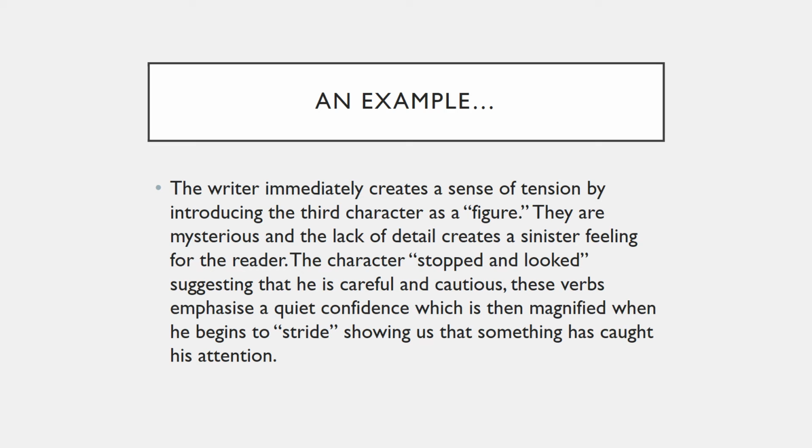The character stopped and looked, suggesting that he is careful and cautious. These verbs emphasize a quiet confidence, which is then magnified when he begins to stride, showing us that something has caught his attention. I'm dealing with the verbs. I've got my subject terminology. I'm dealing with the effect of the verbs. What is the effect of stopped and looked? That he's careful and cautious. Developing that with a sense of confidence as he strides towards whatever he's striding towards. So in that initial start to my exam response, I have got 3 quotations. I've dealt with them all, and I have tension clearly in my sights.